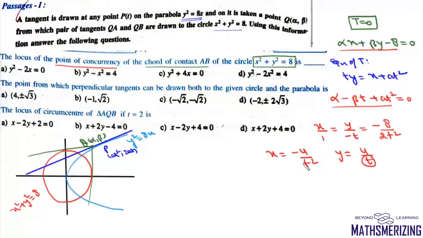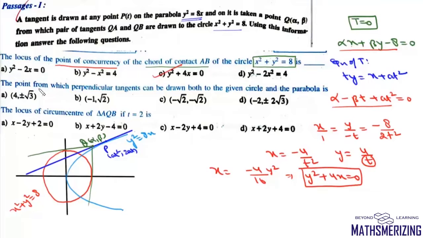Now we'll eliminate this value of t, so we can write this as x equals minus 4, and it will be 16, and this is y square, so its equation will be y square plus 4x equals 0, and that's your option number C.